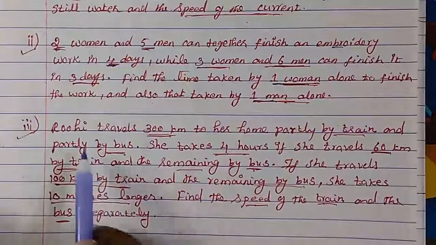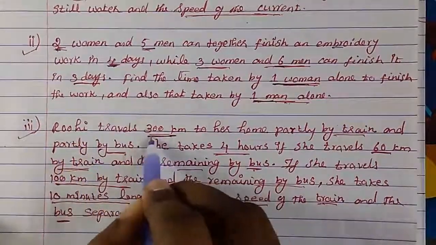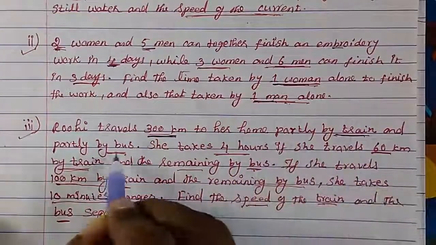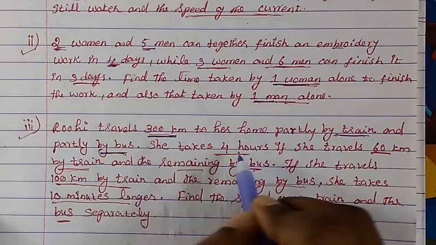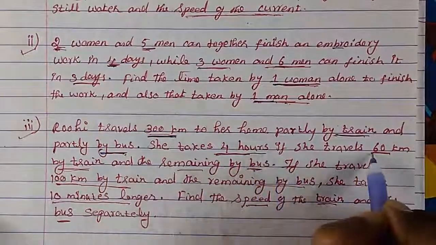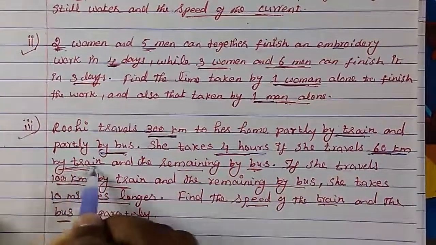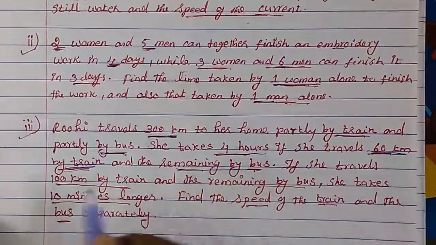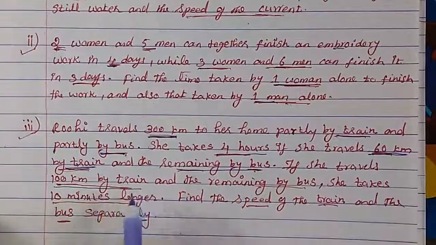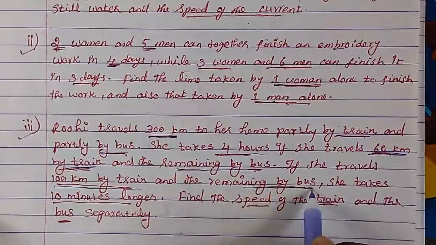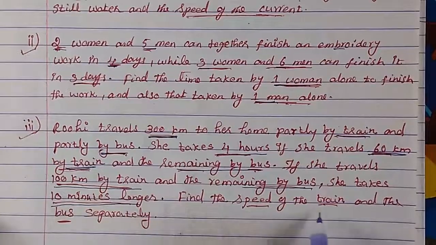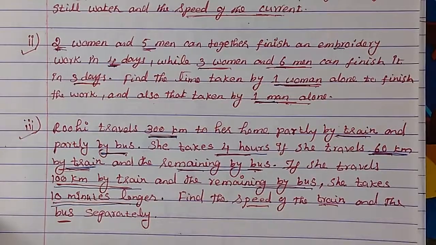So try to understand. Ruhi travels 300 km to her home partly by train and partly by bus. She takes 4 hours if she travels 60 km by train and the remaining by bus. If she travels 100 km by train and the remaining by bus, she takes 10 minutes longer. Find the speed of the train and the bus separately.